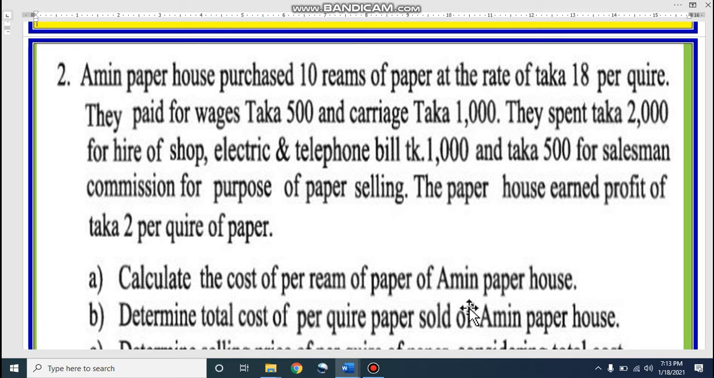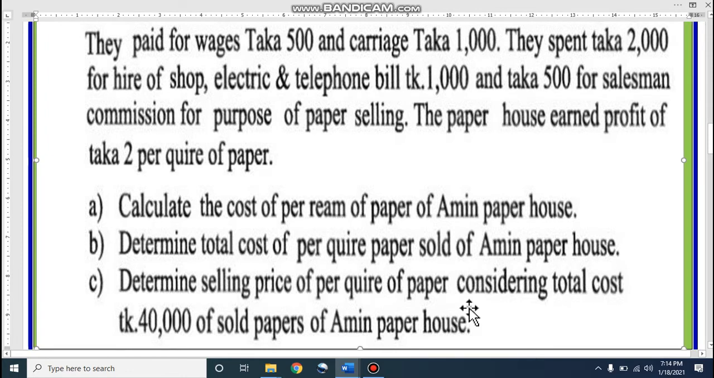So in this math we have these two direct expenses, and they spent taka 2000 for hire of shop, that is an indirect expense. Electricity and telephone bill is also an indirect expense, and 500 for salesman commission is also an indirect expense. Earlier I discussed that the expenses related directly to purchase or production are direct expenses, and the expenses done for selling purpose are indirect expenses. So here we have two direct expenses and three indirect expenses.